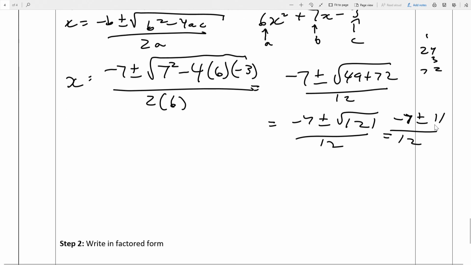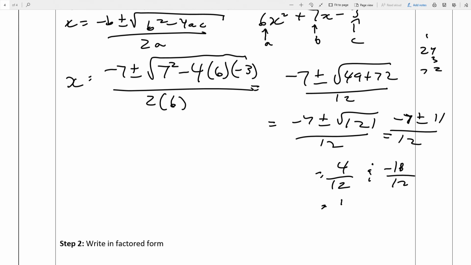So our answers are negative 7 plus 11, which is 4 over 12, and negative 7 minus 11, which is negative 18 over 12. And then if we simplify this, we get 1 over 3. And simplify this, we get negative 3 over 2. Okay, so yeah, the x-intercepts are the same.